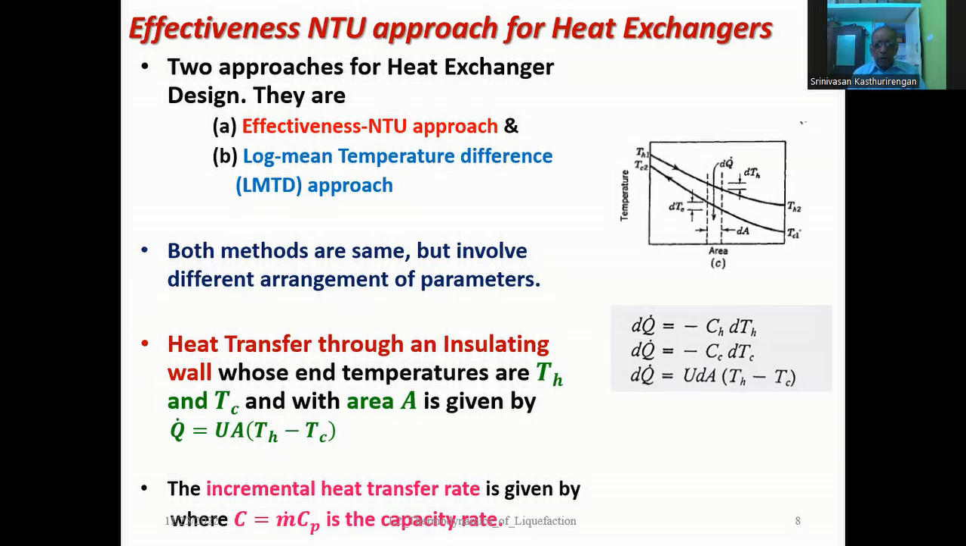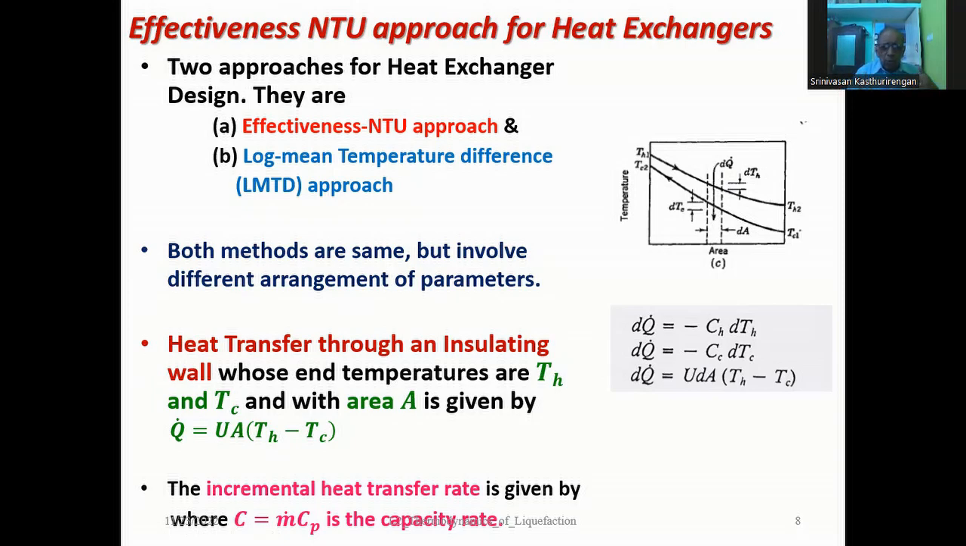In such a case, we can select a small section of this heat exchanger and look at what sort of heat transfer takes place between the two streams. That's exactly what we are going to do. Let's consider a small section whose heat transfer area is, let's call it, dA.